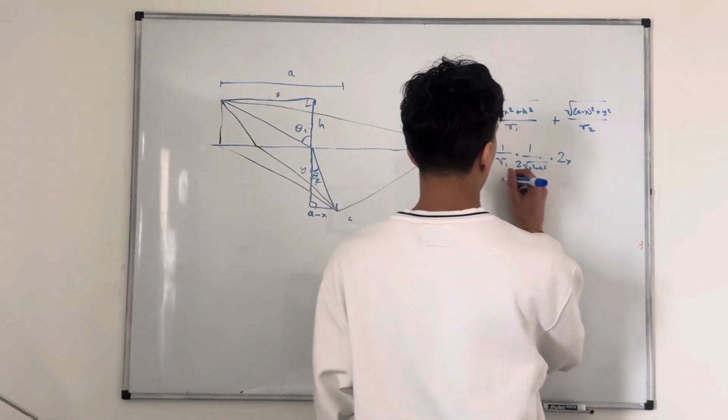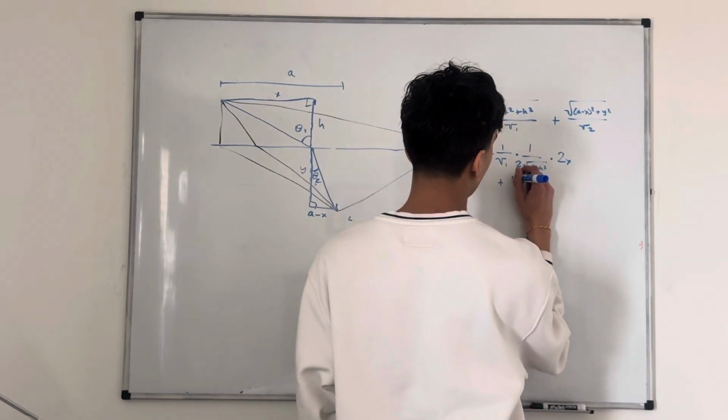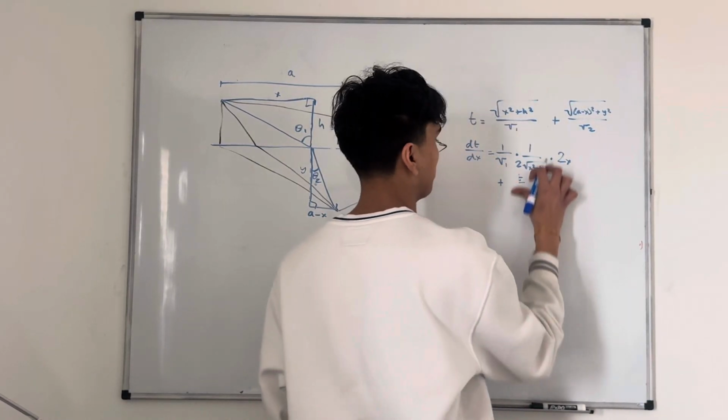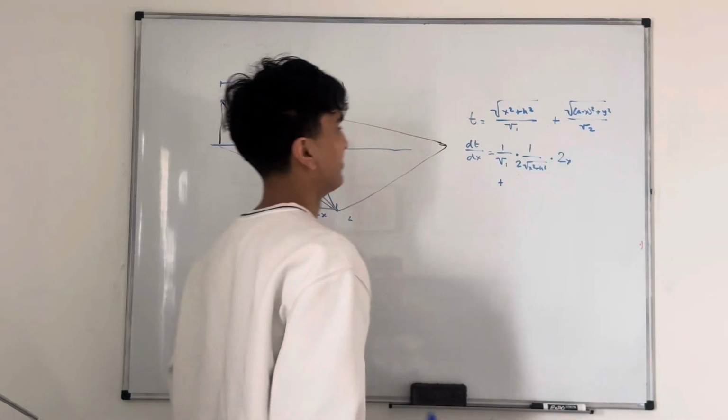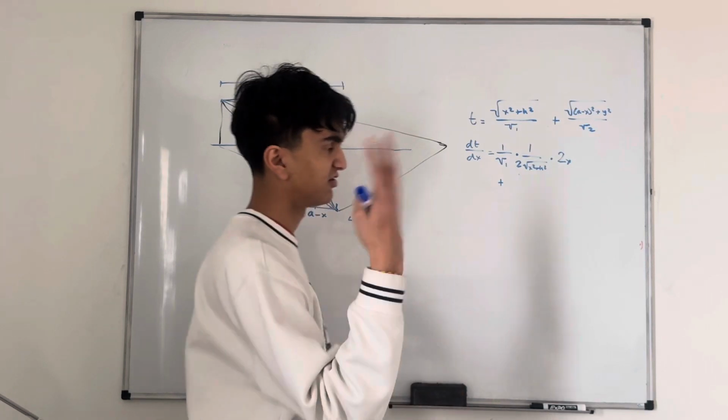And now we're going to add on to this the derivative of this, right? So dt over dx. Wait, what am I doing? I'm in my head. I was thinking that you're going to do d over dx here, d over dx here. So I just wrote that out.